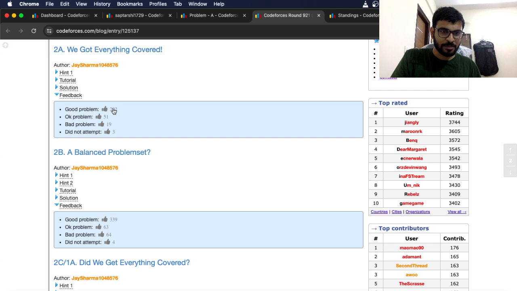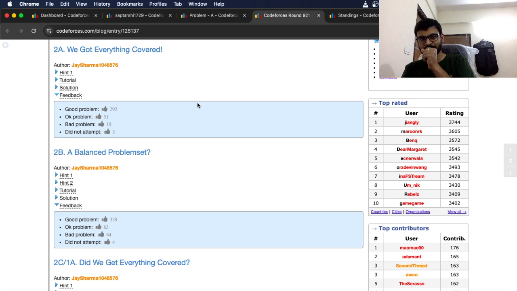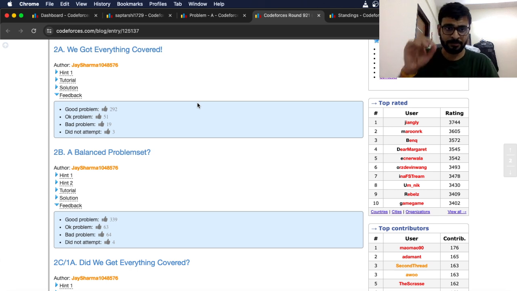If you see the ratio of good to bad, you will see that it's quite few, and very few people have actually commented it as bad.